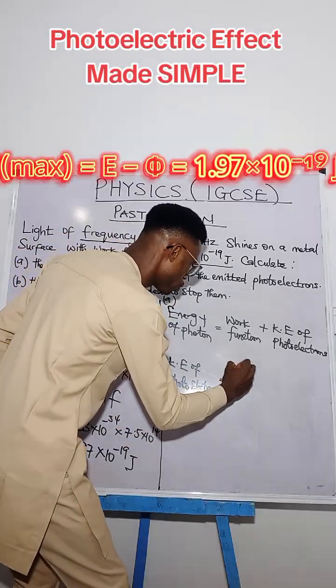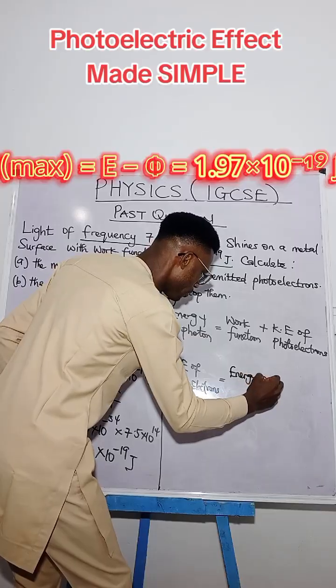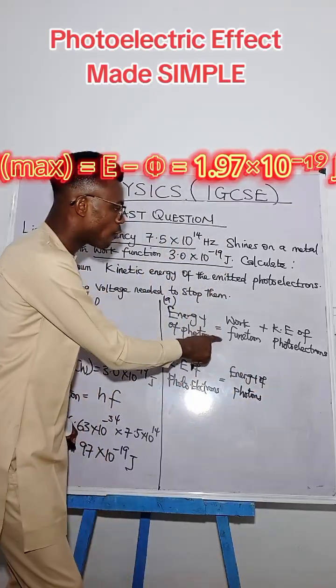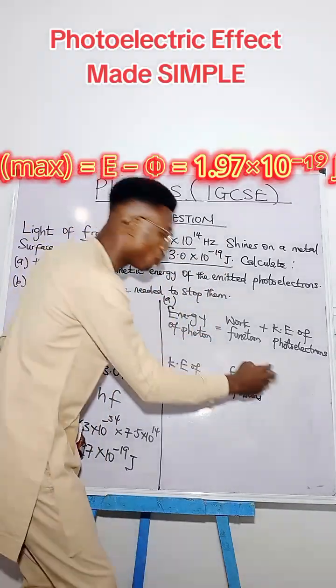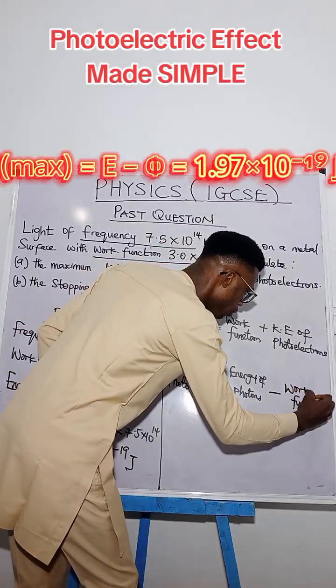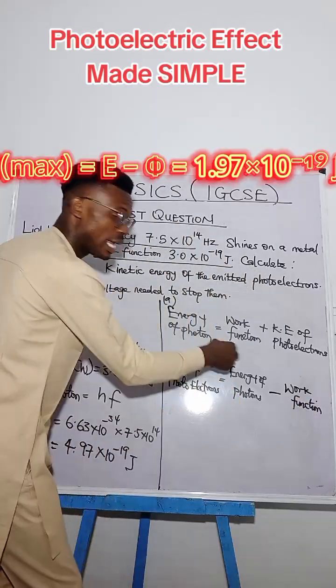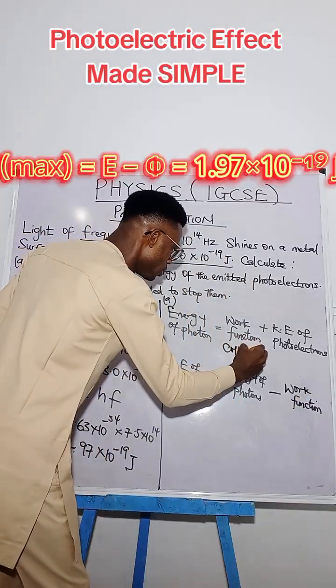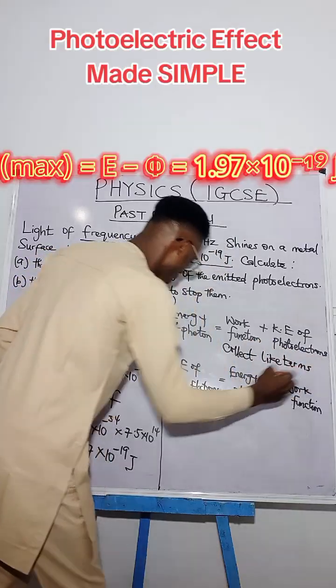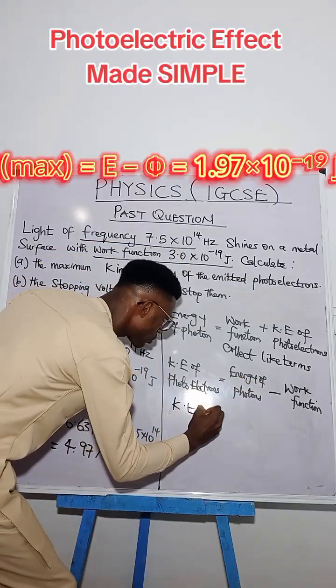Energy of photons. Now, work function is going to cross over. Plus changes to minus. Minus my work function. So what I did is just to collect like terms. So kinetic energy now equals what?